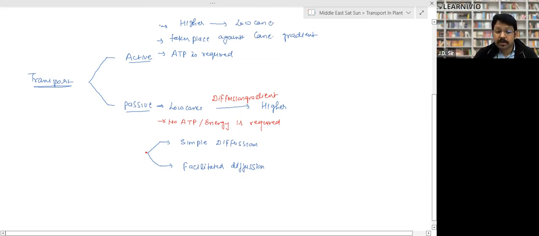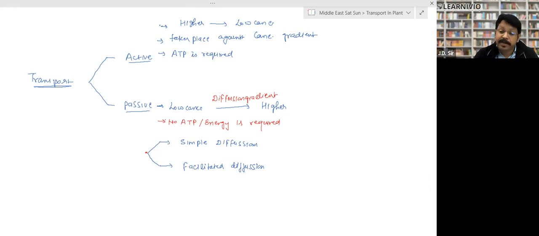When the transport is taking place against the concentration gradient, we call it uphill. When diffusion takes place towards the direction of the concentration gradient, we call it downhill. Right? Please note it down. Note it down. Then I will start.